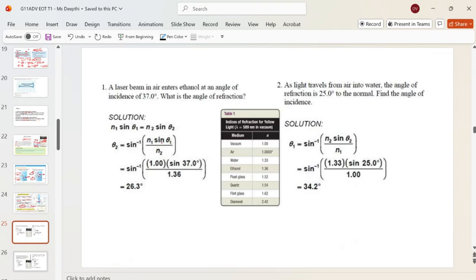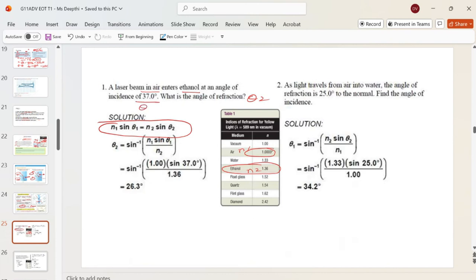Now let's solve problems with this topic. The light enters from air to ethanol. So you have to know that the n1 for air is 1 and for ethanol, this would be given in the exam, it is 1.36 for n2. And what is the angle of refraction? So they want you to find theta 2, right? So just plug in the formula, plug in the numbers directly.